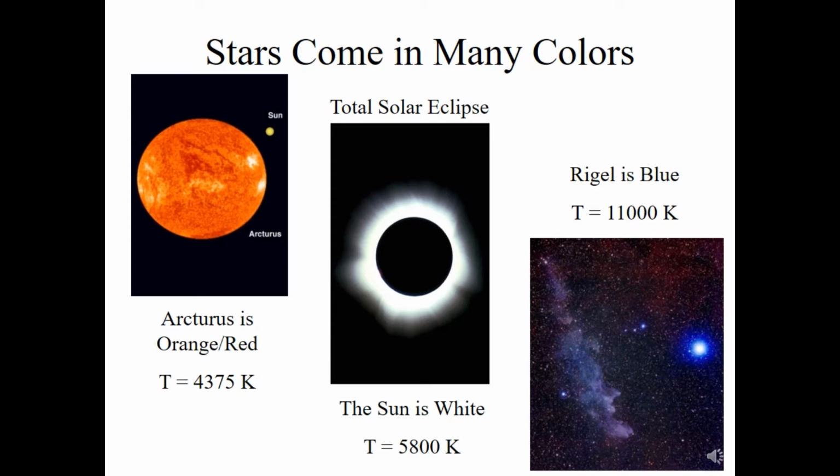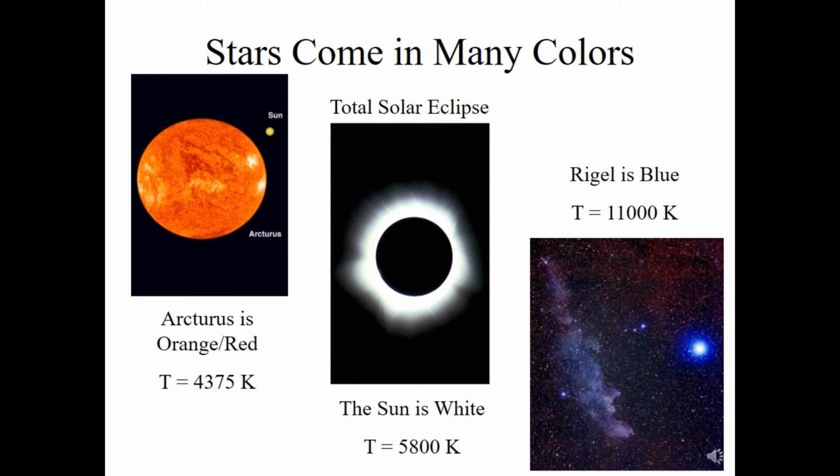So let's take a look at some different stars that exist in our Milky Way galaxy. We have Arcturus on the left, which is a gigantic orange/red star, and it's much, much more massive than our sun, but it has a surface temperature of only 4,375 Kelvin, which is quite a bit cooler than our sun. Our sun in the middle is shown during a solar eclipse, where you can see the corona of the sun is basically white, and our temperature is about 5,800 Kelvin.